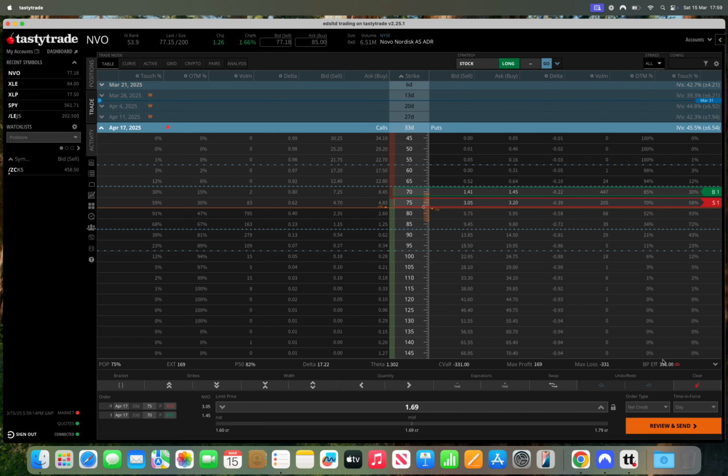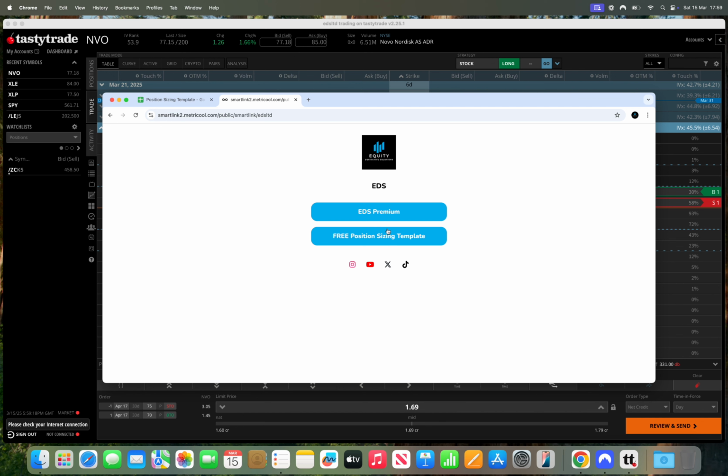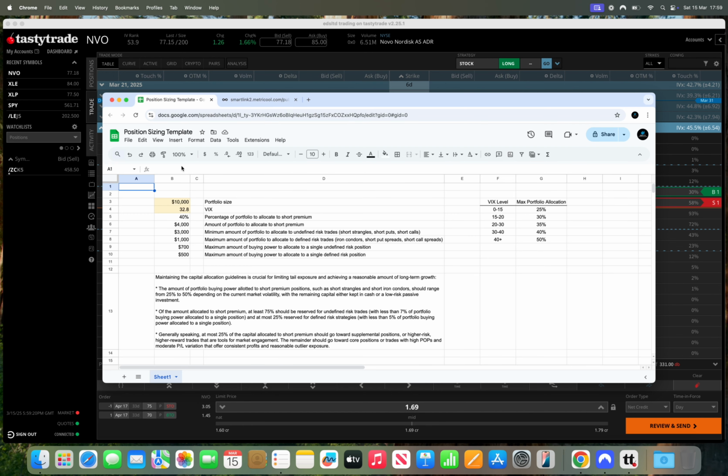And so in order to do that, we have created a free position sizing template. The link for this will be in the description. And it looks like this. The way it works, you enter in the size of your portfolio. So say if you have a $15,000 account, you enter that. And then you enter in the current VIX level, say if it is 12.7. And then everything is going to be automatically calculated for you. All you need to do is use this information to form the backbone of your portfolio. And over the long run, you will be absolutely fine.